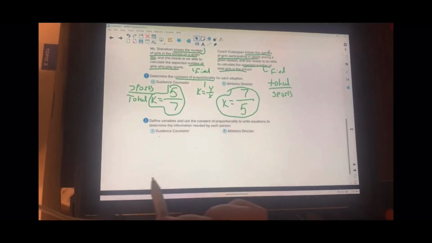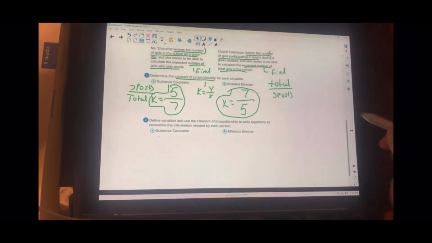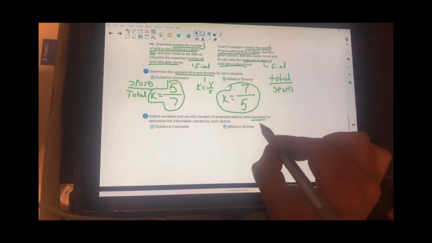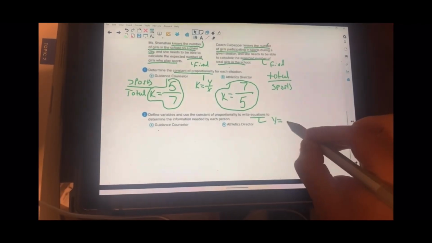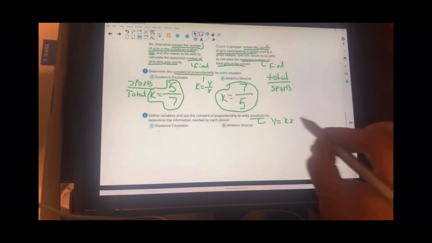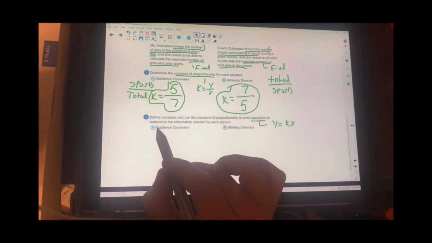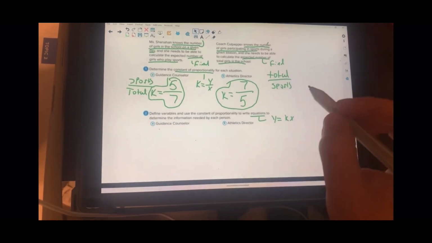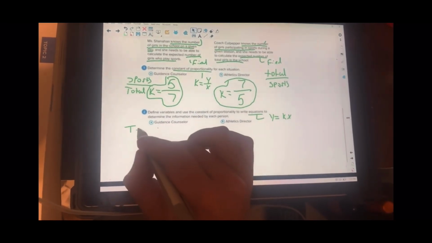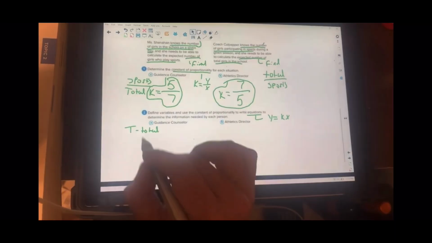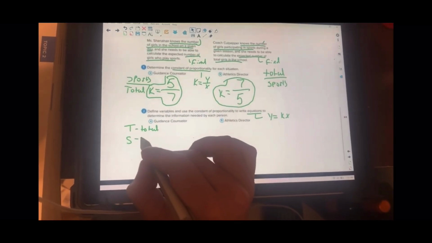Now we're going to define our variables and use the constant of proportionality to write equations. When we write our equation, it's going to be y equals kx. So define the variables. I'm going to use t for total, and then I'm going to use s for those who play sports.